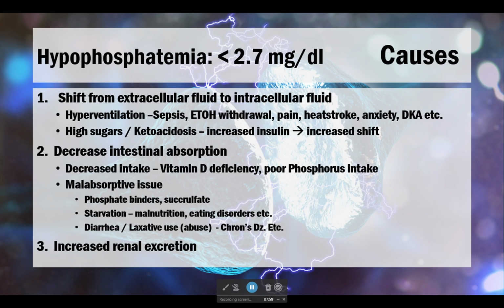So hypophosphatemia, or low phosphorus, less than 2.7 milligrams per deciliter, is generally caused by one of these three major causes, and that is a shift from extracellular fluid into the intracellular fluid. So different conditions can cause phosphorus to shift from being extracellular, or in the bloodstream where we can measure it, to moving into the cell.